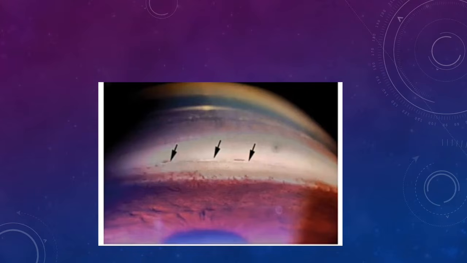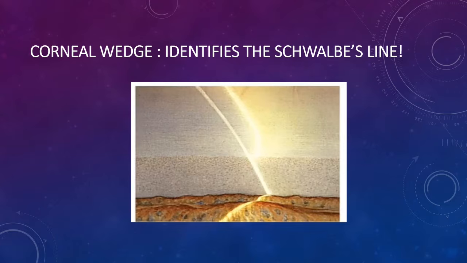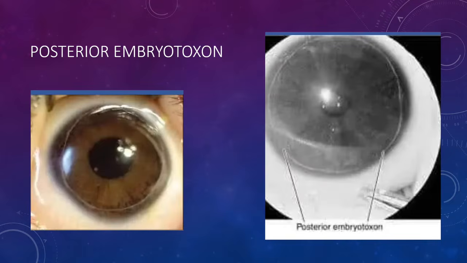This picture shows the Schwalbe's line, represented by the black arrows, and it looks whitish in color. However, recognition of Schwalbe's line might not be so easy, and it is done by using a special technique in gonioscopy called the corneal wedge, in which a slit of light is focused on the angle, and you get two slits, an anterior beam and a posterior beam. Where the anterior and posterior beams meet, they form a corneal wedge, and that wedge will help you to identify the Schwalbe's line.